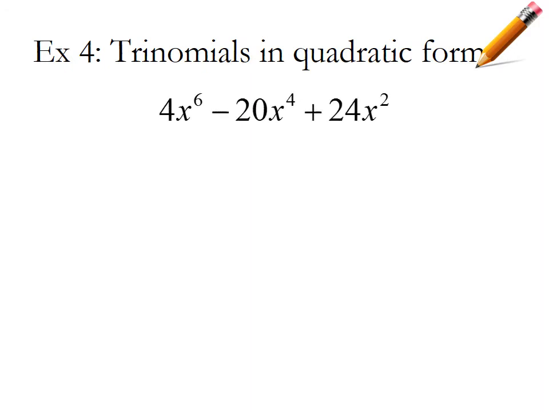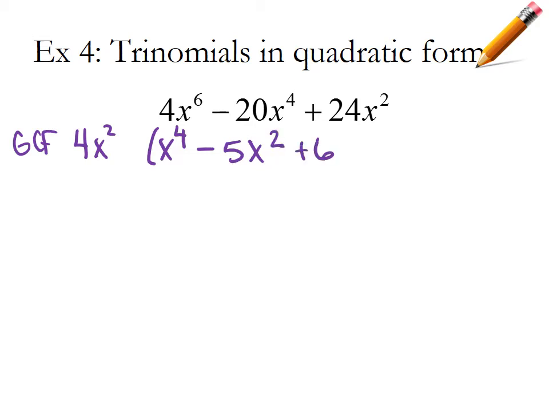All right, please take a second to jot down example 4. First and always, check for a GCF. In this case, I can divide out a 4 and an x squared, which leaves me with an x to the 4th minus a 5x squared plus a 6.